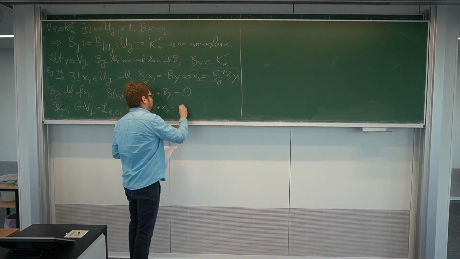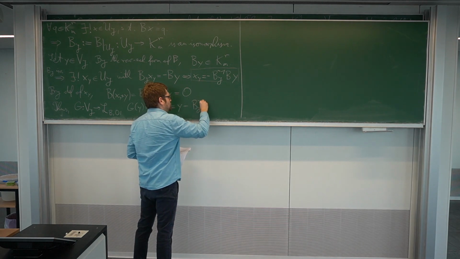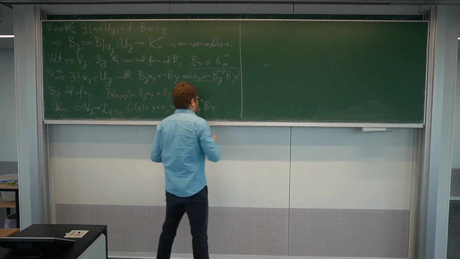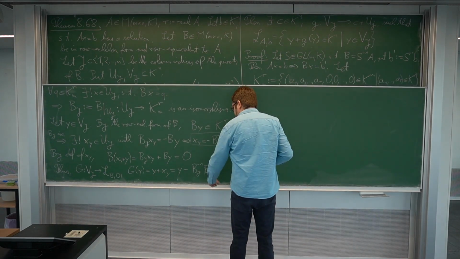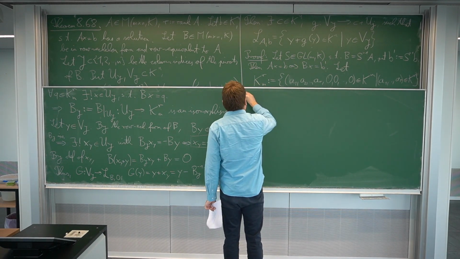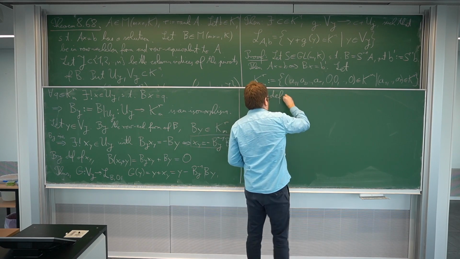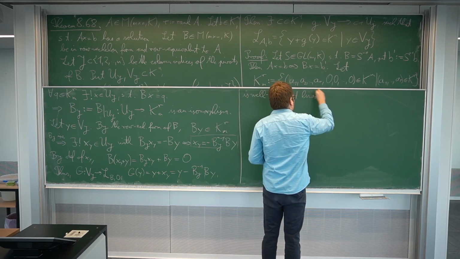So maybe let's write this explicitly. This is y minus B_j^{-1} B y. This here always gives us a solution of the homogeneous equation. And obviously this is linear because these maps are linear. So it's only a sum of linear maps, which is linear. So G is well defined and linear.